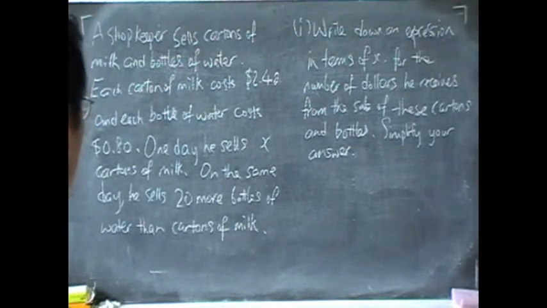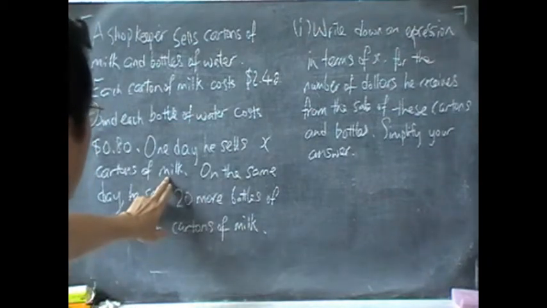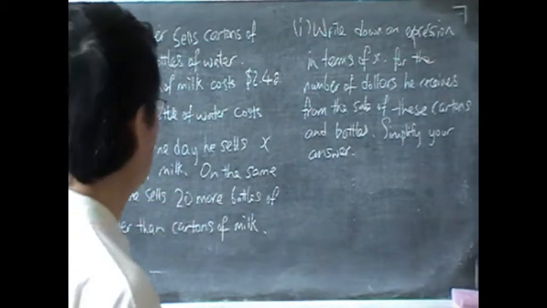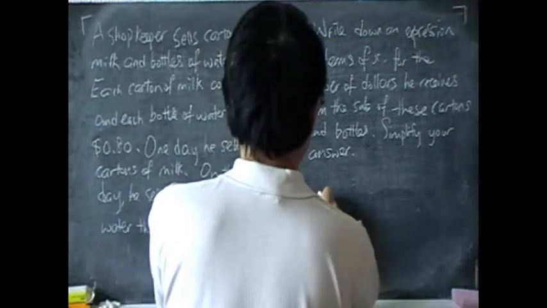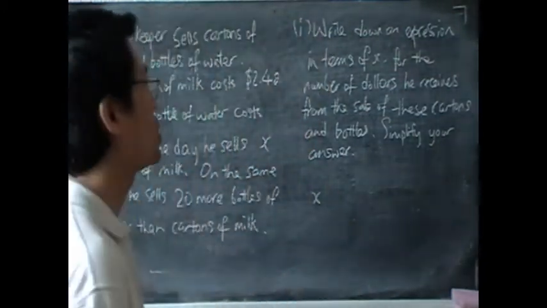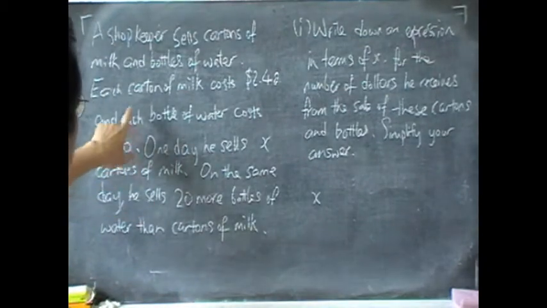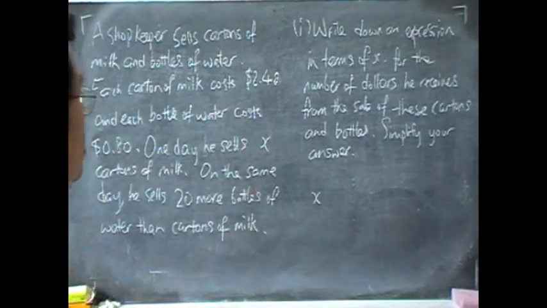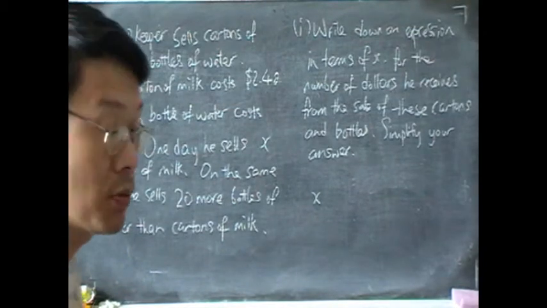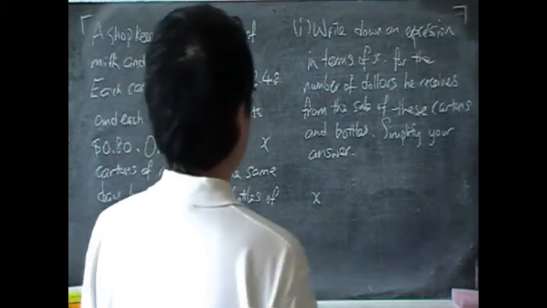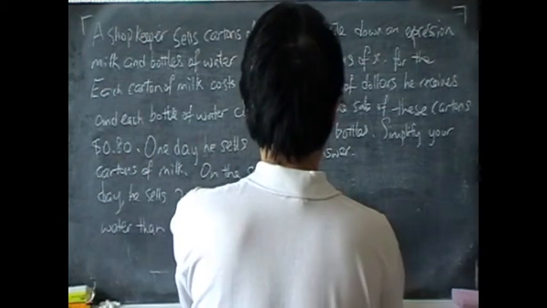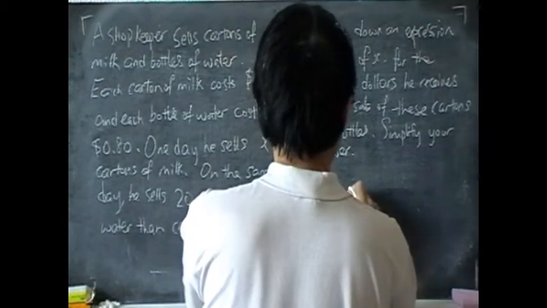So we start with the cartons of milk. He sells X cartons of milk. Let's find out how many dollars he receives for the cartons. Now, each carton costs $2.40. So if he sells X cartons, it should be X times 2.4.